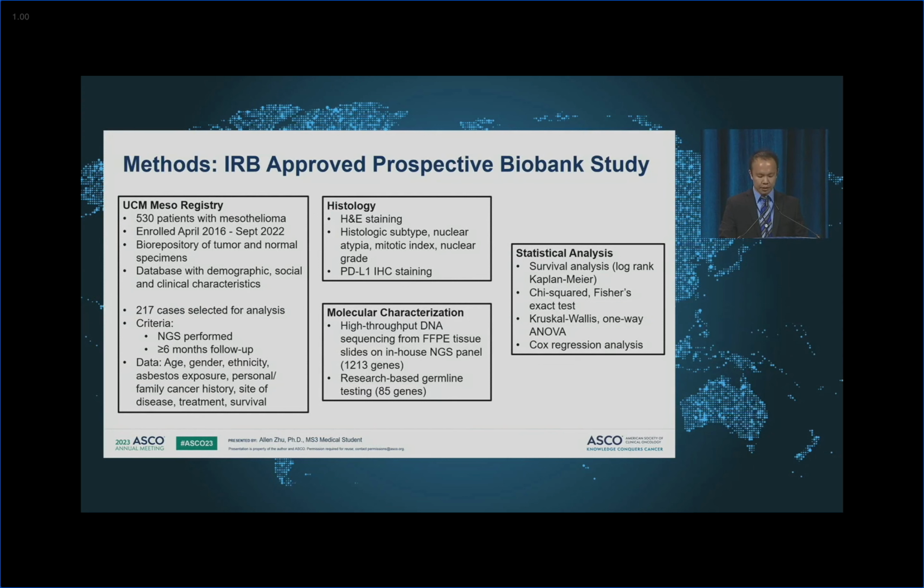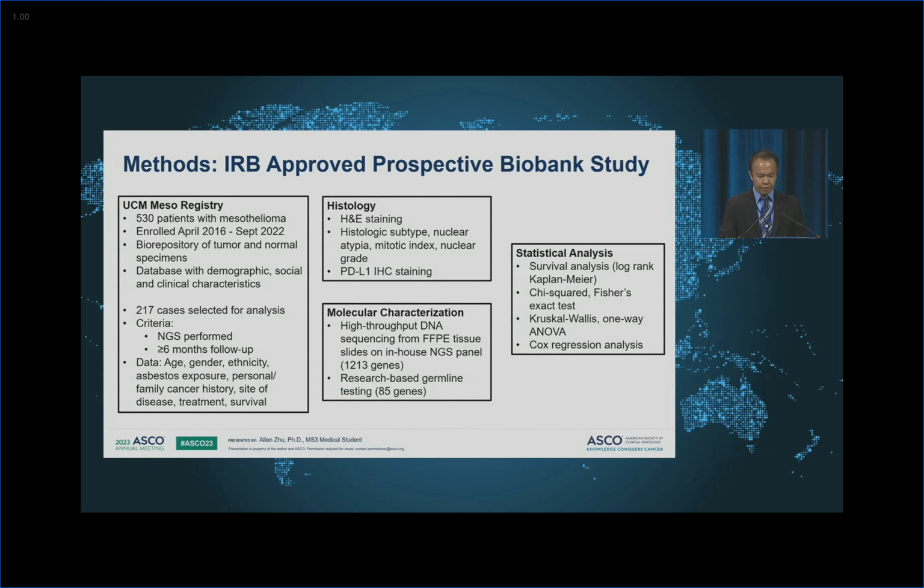To be included, patients must have met two criteria. First, they must have had next-generation sequencing of their tumor, and second, they must have had at least 6 months of follow-up. Data such as age, gender, ethnicity, asbestos exposure, personal and family history of cancer, site of disease, treatment, and survival were also collected.